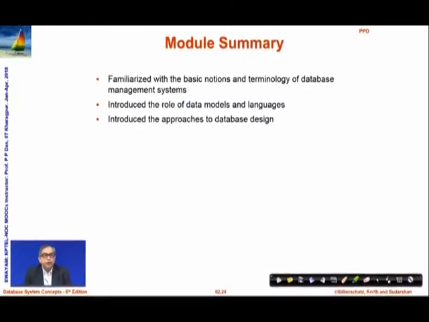So, in this module we have taken you through the basic notions and terminology of database management systems, highlighting primarily the levels of abstraction, the schema and instance, the basic data models, the languages that you need, DDL, DML, and the commercial SQL language. And we have also tried to give you a glimpse of the approach that is required in terms of the database design. We will elaborate on these more in the second part of our introduction to DBMS, which will be taken up in module 3.